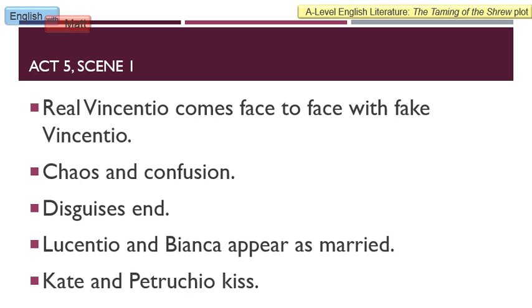By this point, Lucentio and Bianca have gone to elope, and they appear on stage as a happily married couple, it seems. And the real Vincentio, Lucentio's father, comes face to face with the fake Vincentio, which is the pedant. And a very farcical scene ensues where they try and work out who is who.